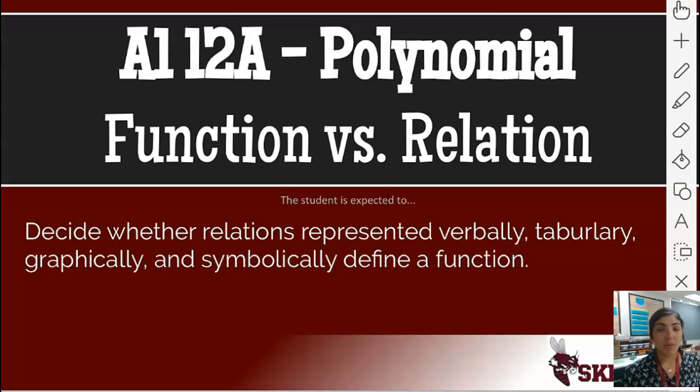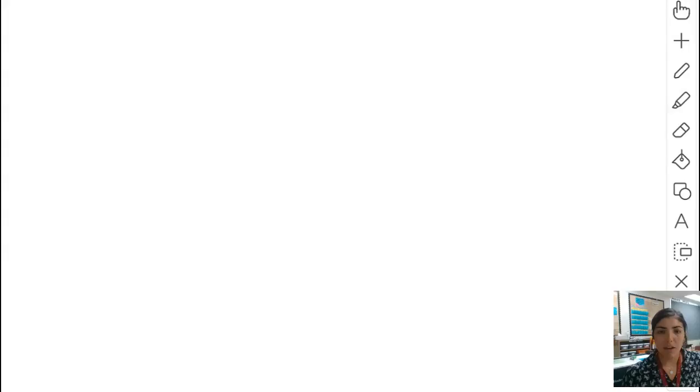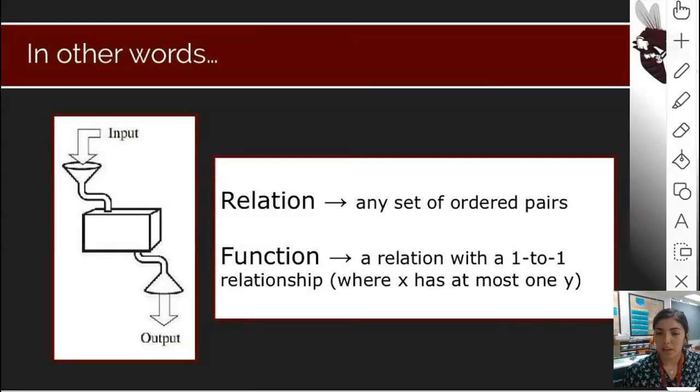TEK 12A is in the polynomial category, but we teach it in a linear unit. It is about functions versus relations, and the TEK says, the student is expected to decide whether relations represented verbally, tabularly, graphically, and symbolically define a function. I'm going to go through what each of those examples might look like, but to understand the difference between a function and a relation, we have to understand what the function machine really does.